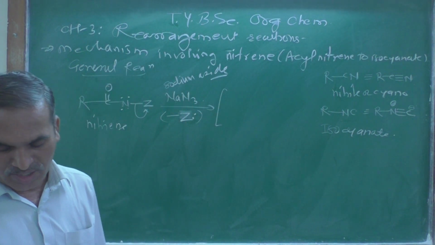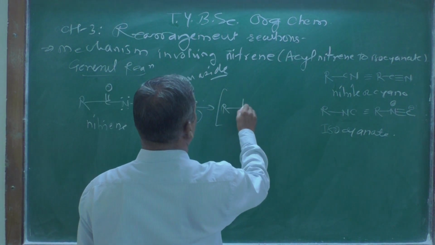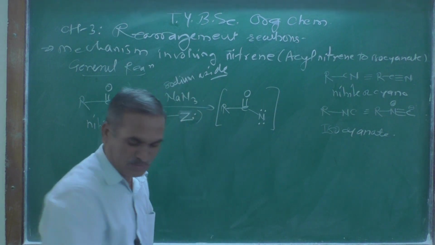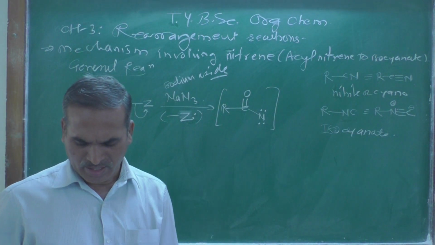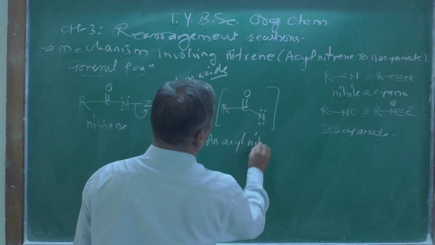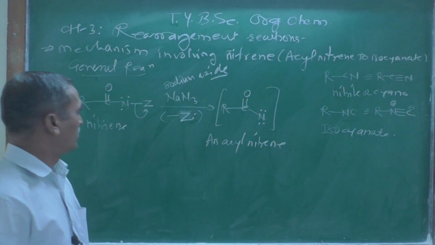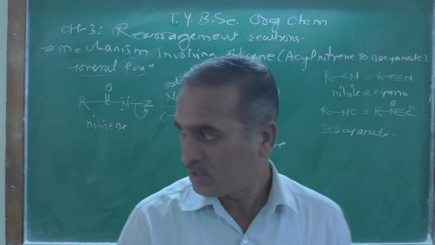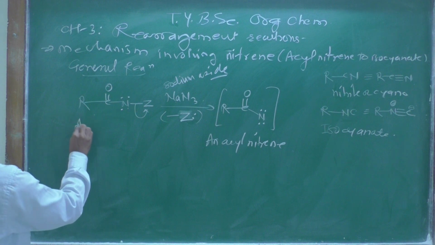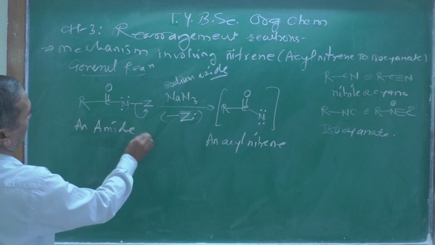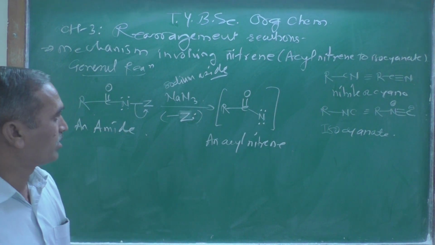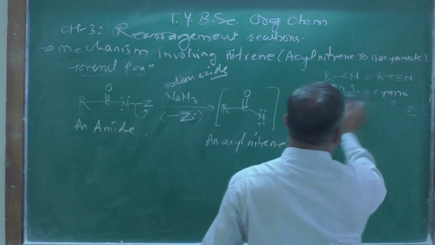I am writing the nitrogen species over here: R, then C double bond O, then N. Generally this species is known as an acyl nitrene. This is called a nitrene species, and this is a general structure of this compound. What is this? This is called an amide, right? This is the general formula of amide. From the amide, we are going to get an acyl nitrene, right? And after that, the acyl nitrene rearranges.